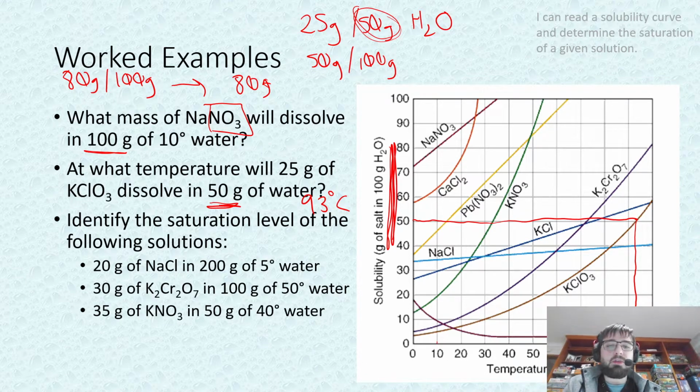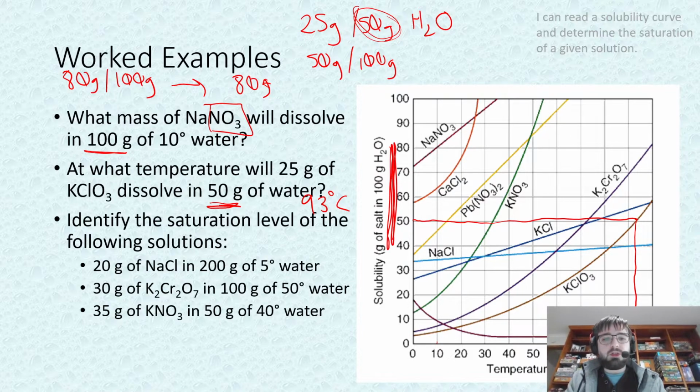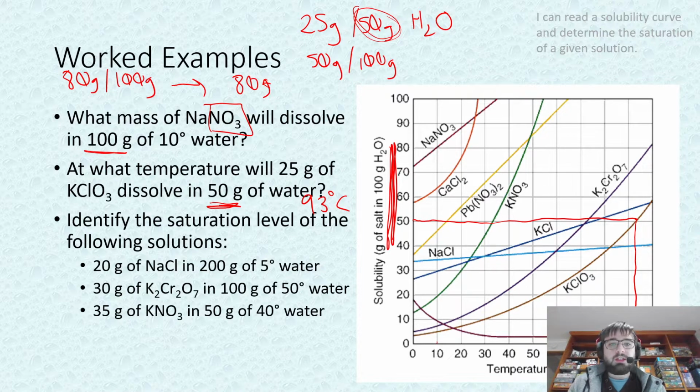Now, I'm not expecting you to be mechanical and know exactly that it's 92.5 or something like that. Something within a couple of degrees is fine. If you wanted to do something accurately, I would just get you to do it on Excel. All right, so let's have a look at the saturation level of these ones here.